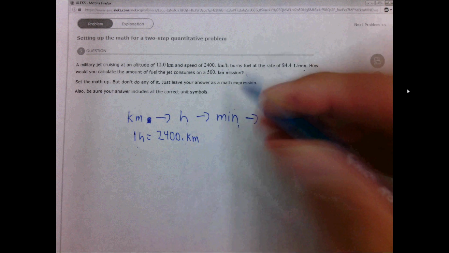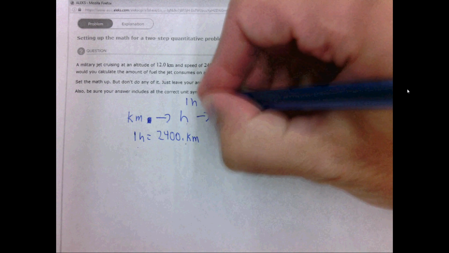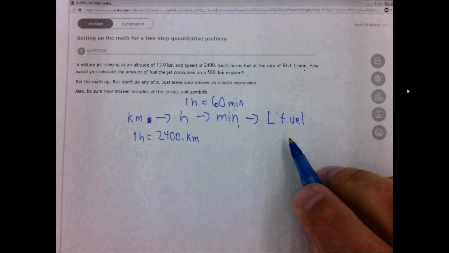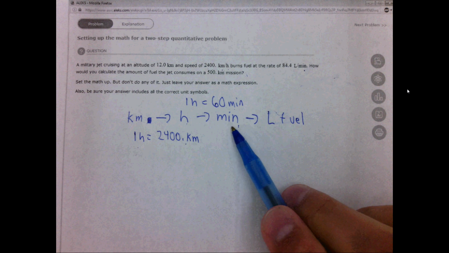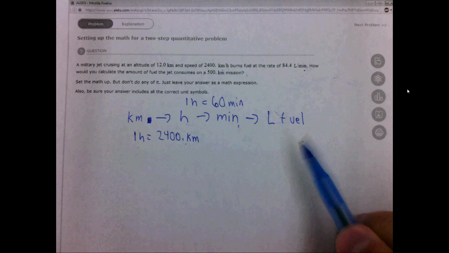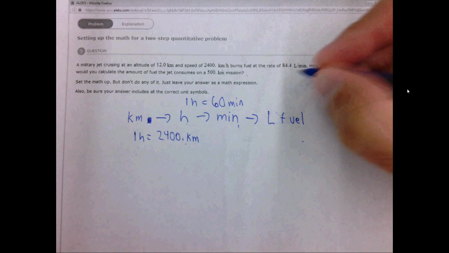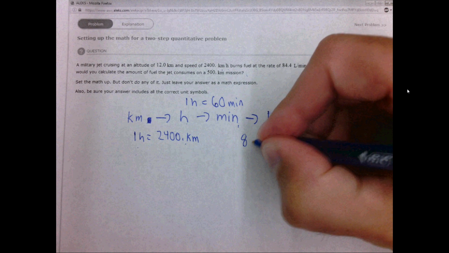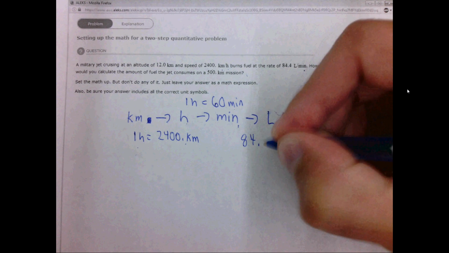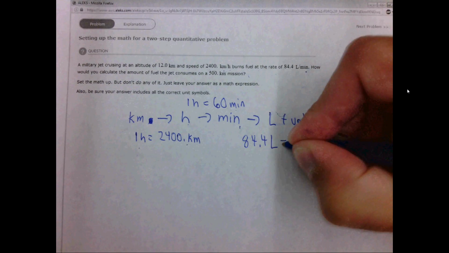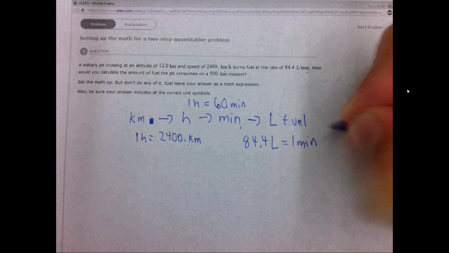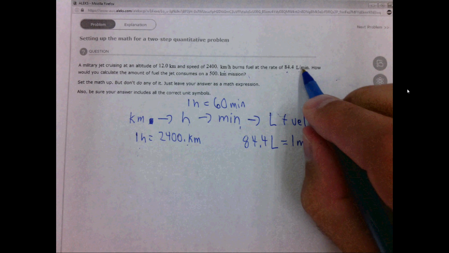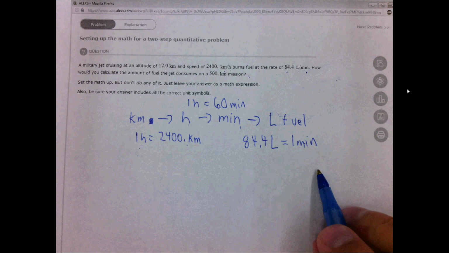Hours and minutes. We know that 1 hour equals 60 minutes because there are 60 minutes in an hour. And then minutes and liters of fuel. Well, this jet uses 84.4 liters in 1 minute. Again, the unit on the top, 84.4 liters, equals 1 minute because it's per 1 minute. So this is your equality.